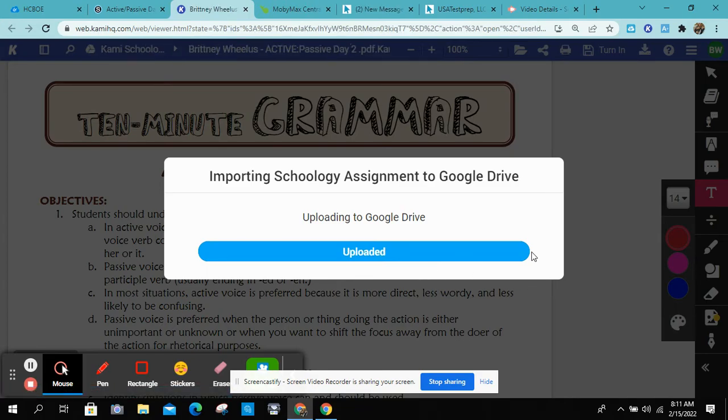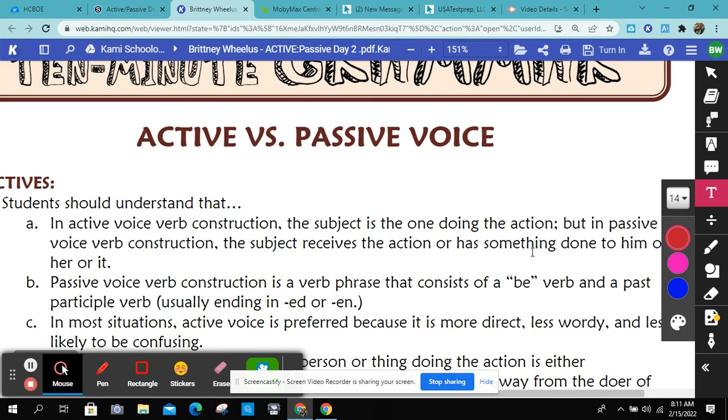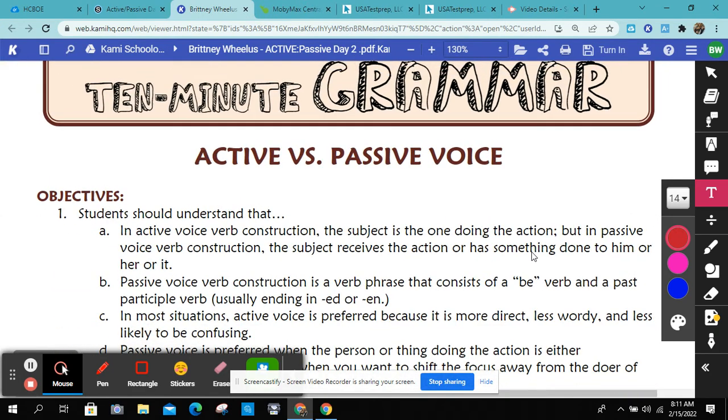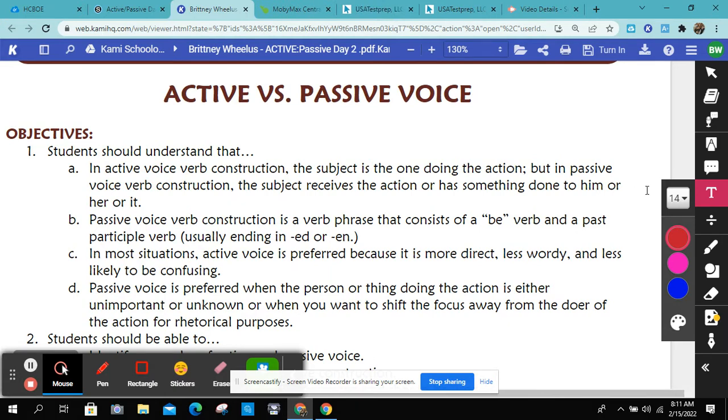All right. So yesterday we highlighted these notes. Now, similar to what I did last week, I have incorporated the notes on each assignment page. So your highlighting and all is still there on the assignment that you did yesterday. This is a completely new document, okay? But before we get started, I do want to go through and read over these objectives one more time, okay? Students should understand that in active voice verb construction, the subject is the one doing the action, but in passive voice verb construction, the subject receives the action or has something done to him or her or it.